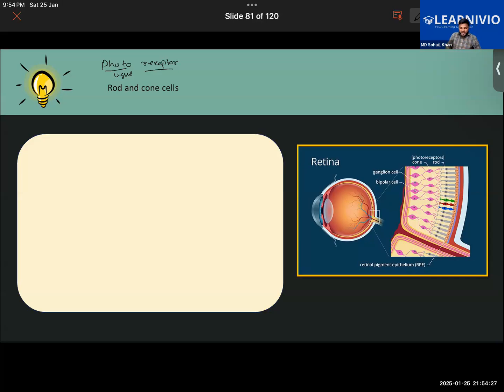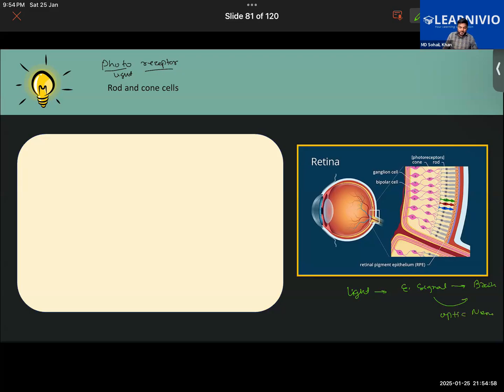Once the rays of light fall onto these, they become active. They get stimulated, and then they convert the light into electrical signals and send it to the brain. So the light here has been converted into electrical signals and then sent to the brain via the optic nerve.